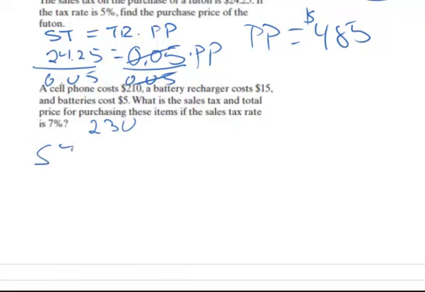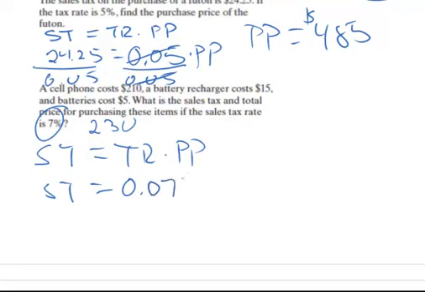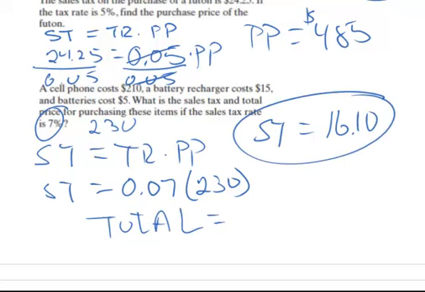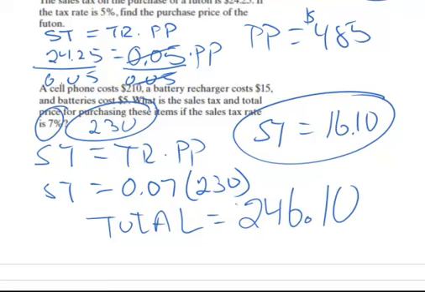Okay, so let's write down my formula. Sales tax equals tax rate times my purchase price. My tax rate is 7%, so 0.07 times 230. So 230 times 0.07 is $16.10. So now my total price, if this is my tax and this is how much we're spending, should be $246.10.